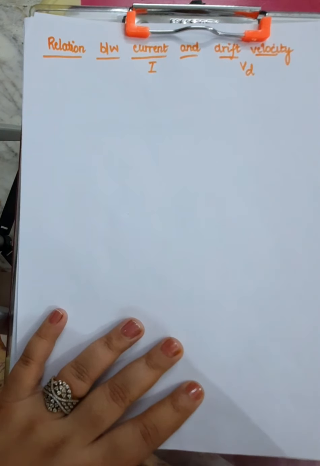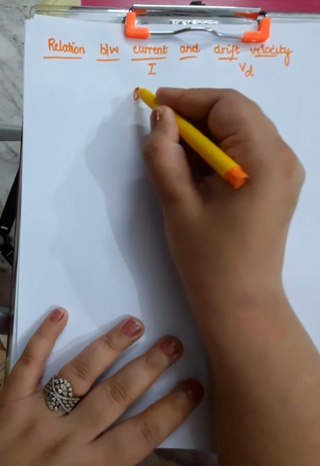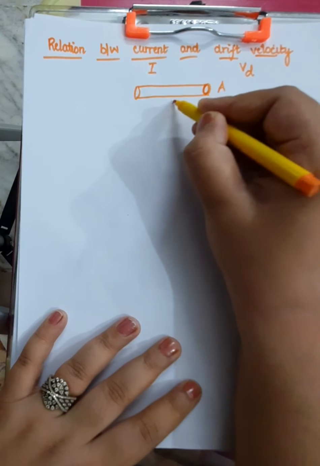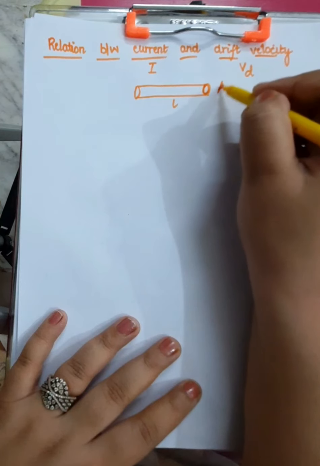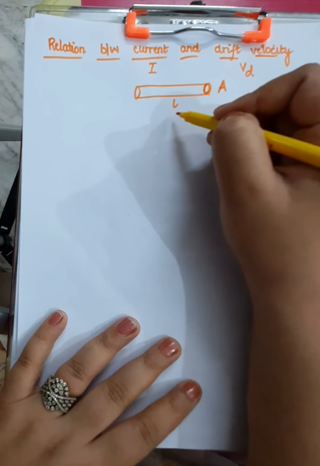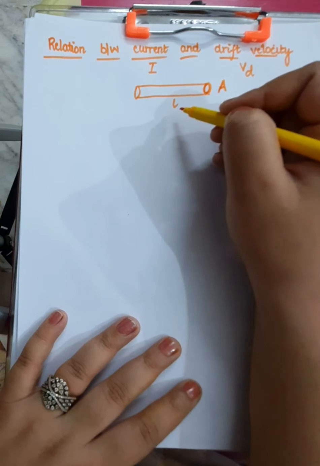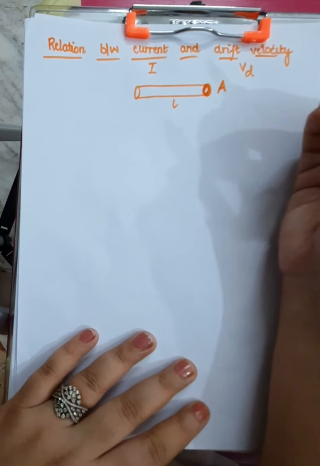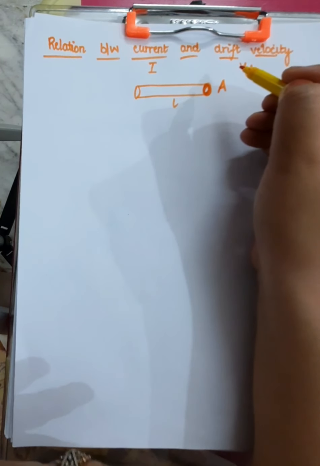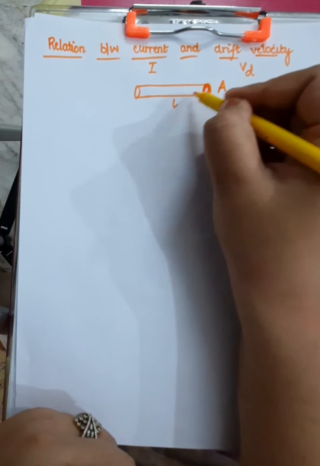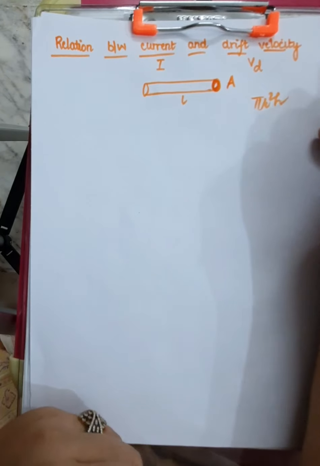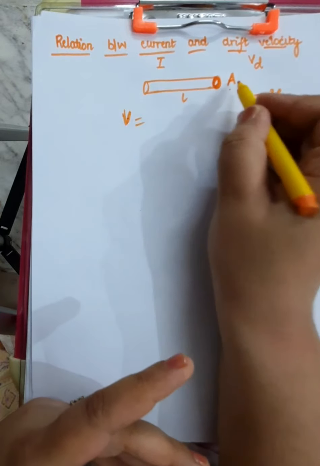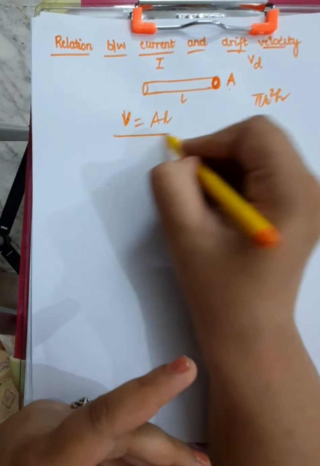Now let us consider a conductor like a copper wire, whose area of cross section is A and length is L. When we multiply the area of cross section by the length, we get the volume of the conductor. As an example, if the cross section is a circle, its area will be pi r square, and this will be h. Pi r square h is anyway the volume of a cylinder. So the volume of this conductor will be equal to area of cross section into length, right?